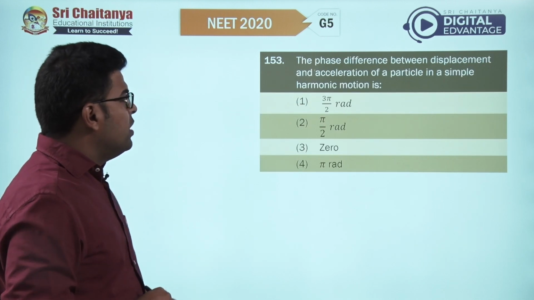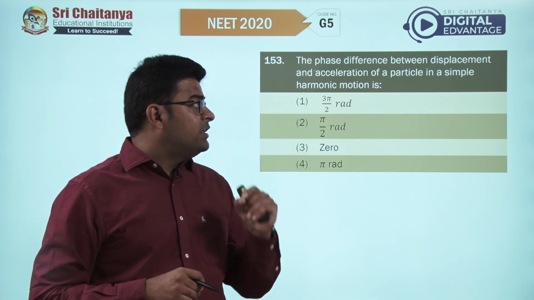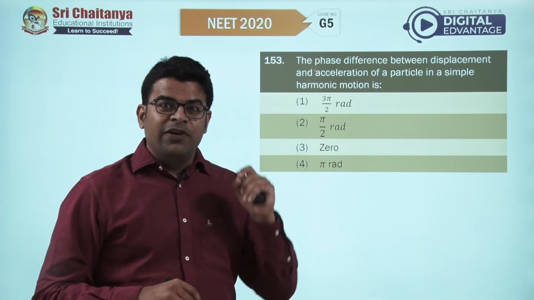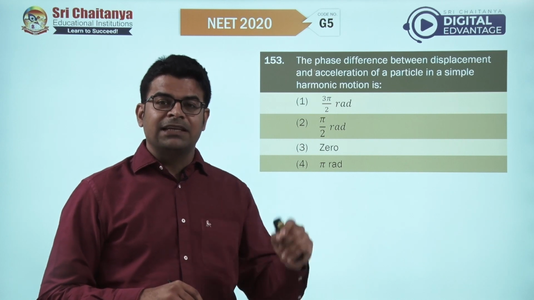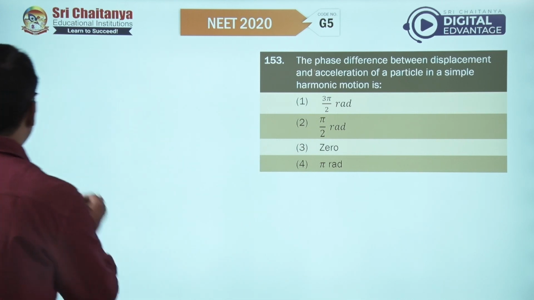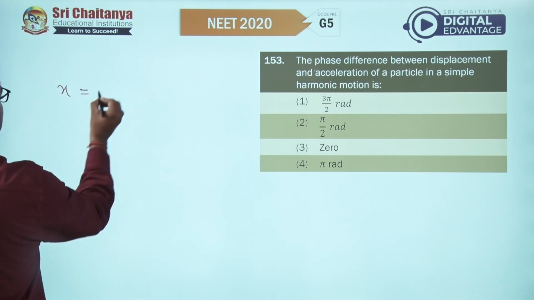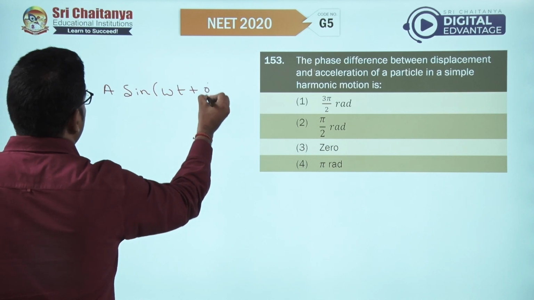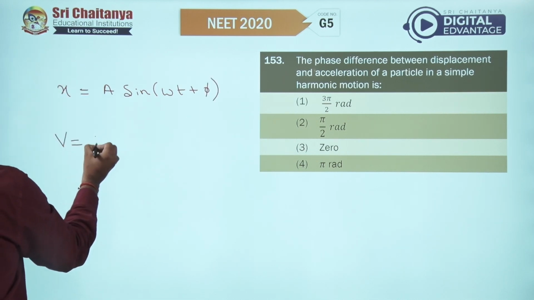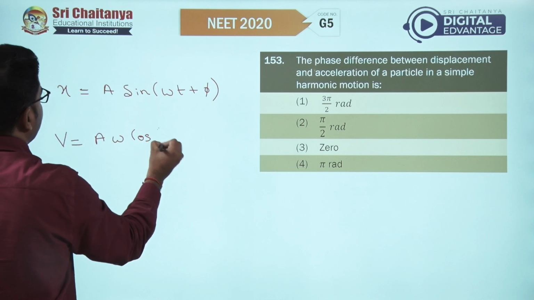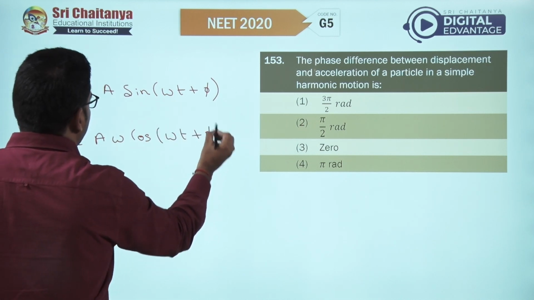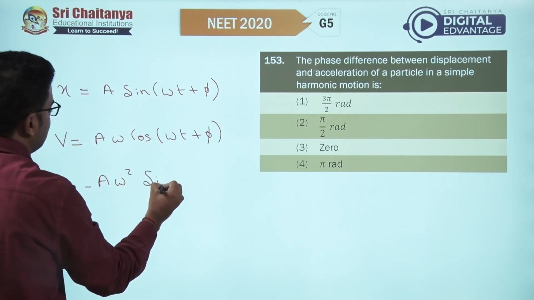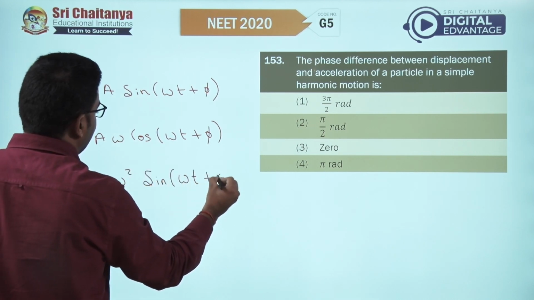Question number 153. The phase difference between displacement and acceleration of particle in simple harmonic motion. I said it many a times in class, the phase difference between displacement and acceleration comes out to be pi. The general equation of motion, displacement is given by a sin(omega t plus phi). So the velocity is given by a omega cos(omega t plus phi), and acceleration is given by minus a omega square sin(omega t plus phi).